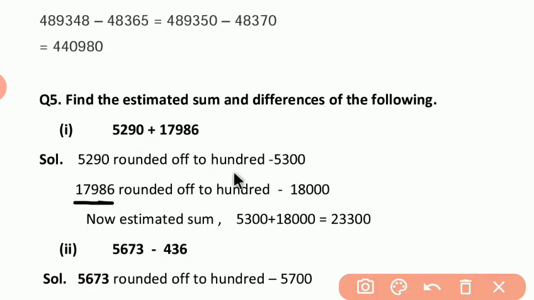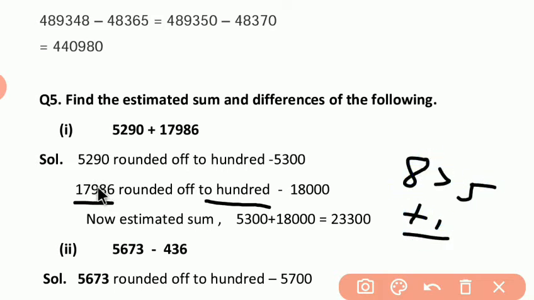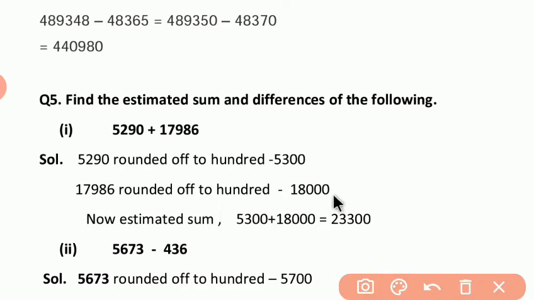Second one, 17,986. This one also you have to round off to the nearest 100 only, because the first one we had rounded to the nearest 100. So both you can round off to the nearest 100 only. Again we have to see the tens digit, which is greater than 5. It means you have to increase the hundreds digit by 1. So first you replace 86 by 00, then 9 plus 1 is 10. 10 means 0, and we carry: 7 plus 1 is 8. So 18,000.